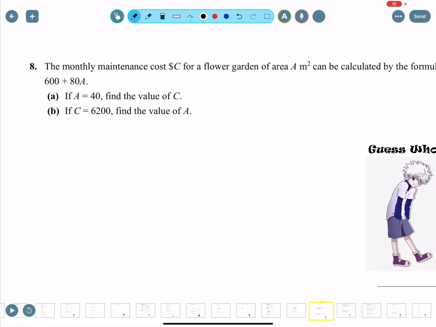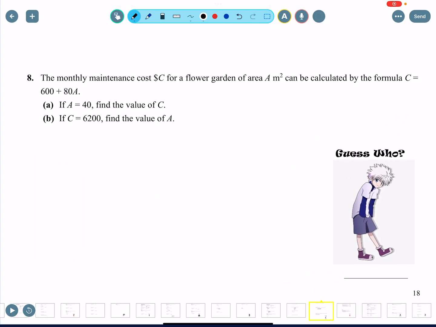And then we go to a worded question. I will probably give you a question about this, worded as well. The monthly maintenance cost, C dollars, for a flower garden of area A square meters can be calculated with the formula, that one. The larger the area, the more cost you're going to have. Find C. C is 600 plus 80 times 40. A becomes 40, so you just calculate it. 600 plus 80 times 40 will be 3,800.